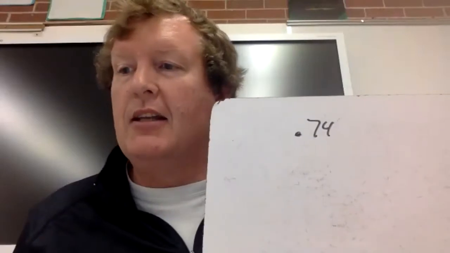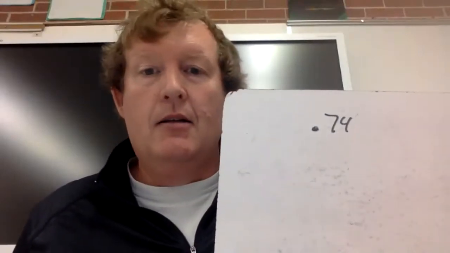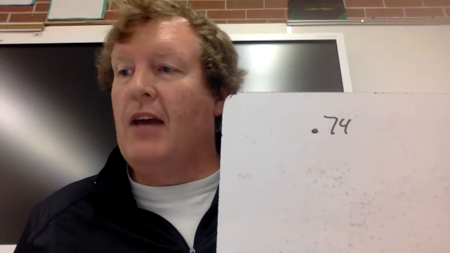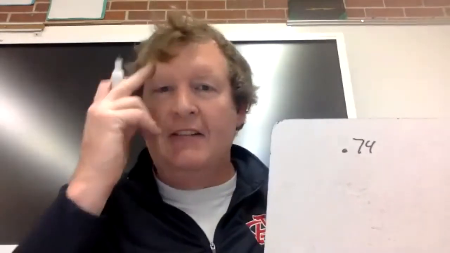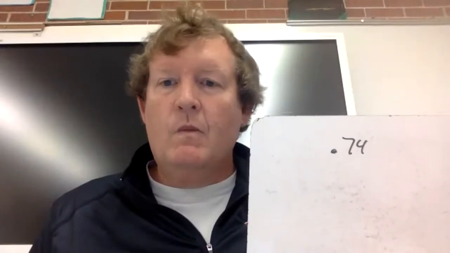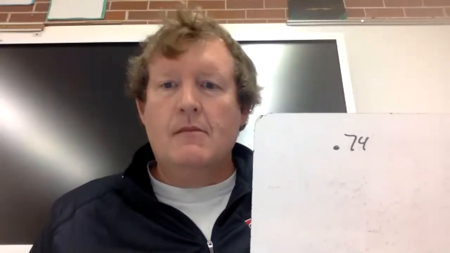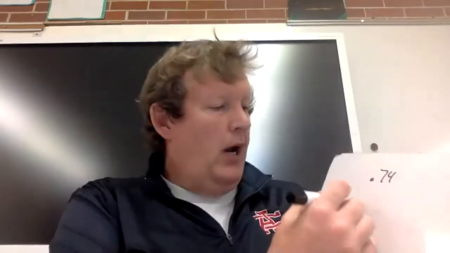Number 6, 0.74. Well, as a percent, that would be 74%. Do we have that over there? Yes, Ethan says yes. What letter, Ethan? F is correct. So number 6 was easy. It's letter F. We're running out of letters.